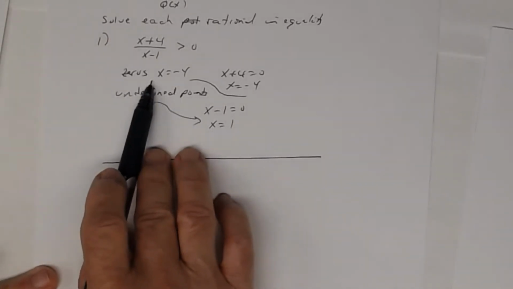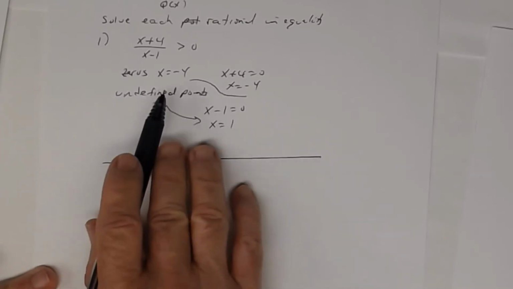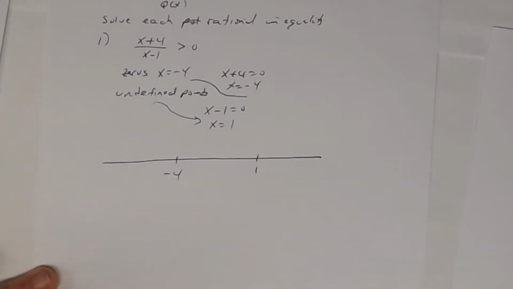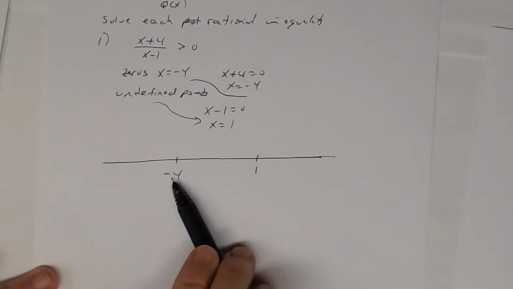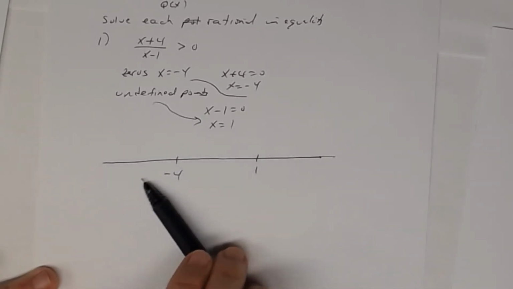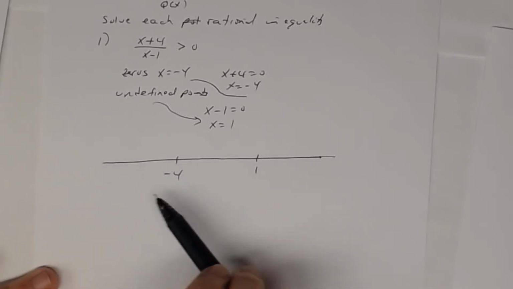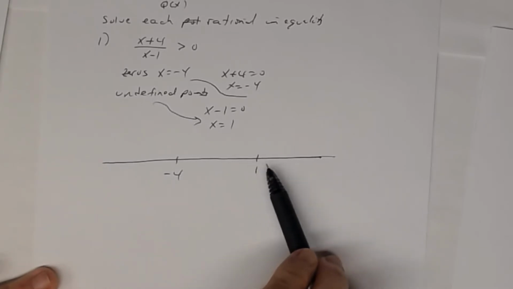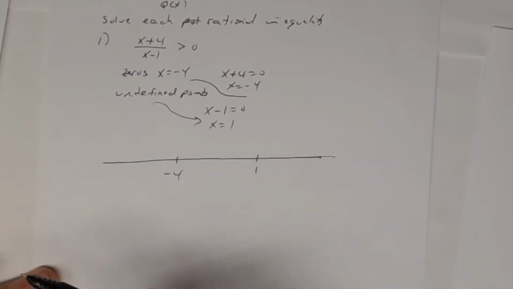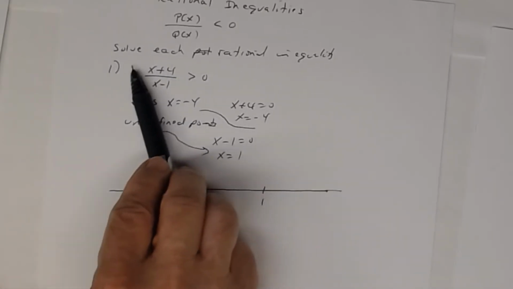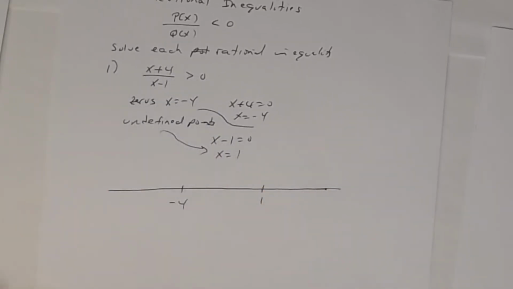So we're going to put the zeros and the undefined points on the number line. Make sure you put them in order. So -4 and 1. I'm going to put -4 first and 1 next. And I want you to notice something. These undefined points and these zeros divide the number line into 3 intervals: the interval from -infinity to -4, the interval from -4 to 1, and the interval from 1 to infinity. And you're trying to find out which of those intervals will make this inequality a true statement.